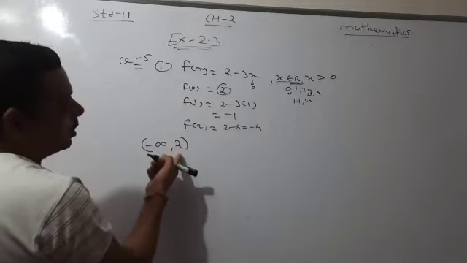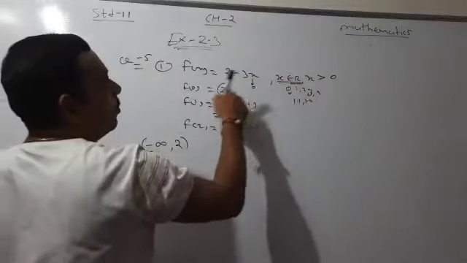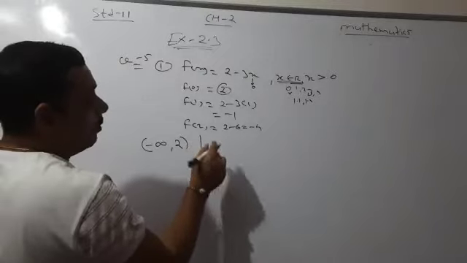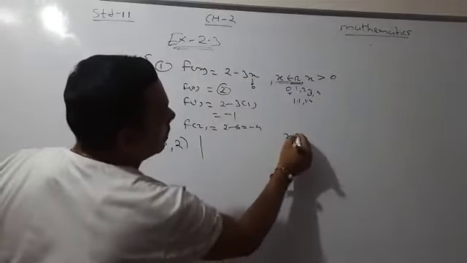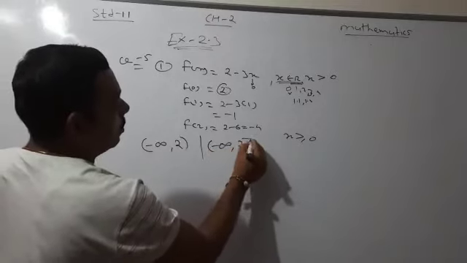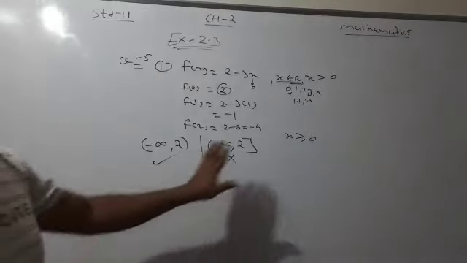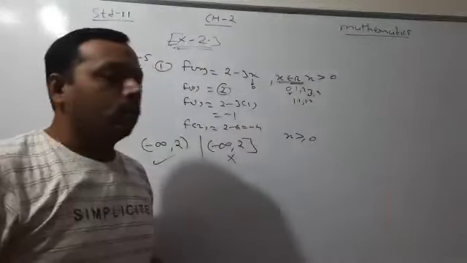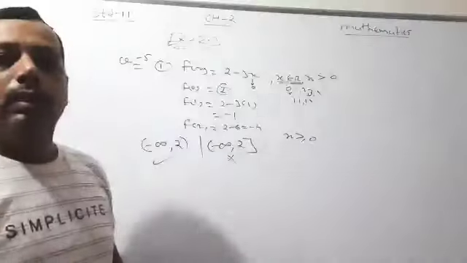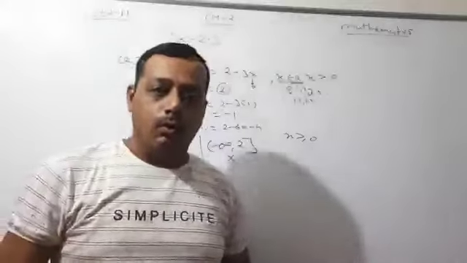Why will I not consider 2? As I told you, when I put 0, then I will get 2, but x is greater than 0, so we will not put 0. Suppose I modify the question to x greater than or equal to 0, then I have to modify my range, minus infinity to 2 closed. Right now the right answer is this, because it is strictly greater than. Clear? So now 2 sub questions are left, and you have to solve them by yourself. Those 2 questions I will give you as homework.